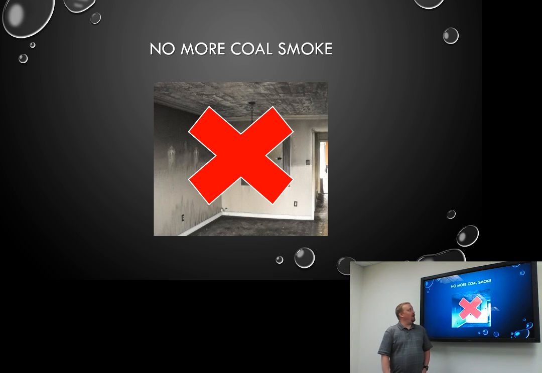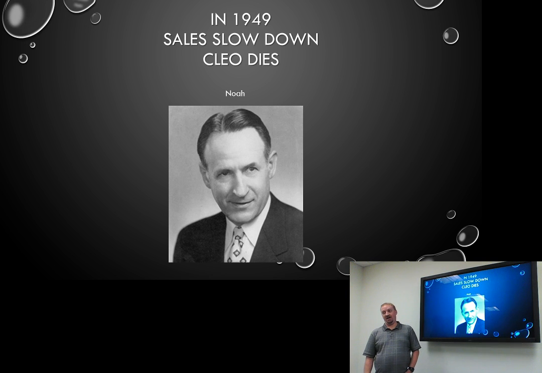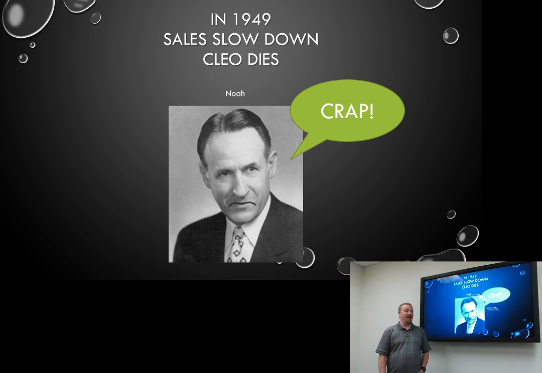So Noah, in 1949, he's got some problems. First, sales start to slow down. Obviously, that's what we were just talking about. The second thing is Cleo dies in a tragic airplane accident. So his brother dies. Makes him very sad. Okay, crap. So what is Noah gonna do?